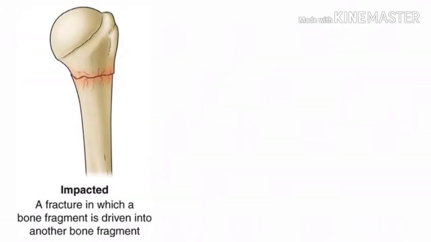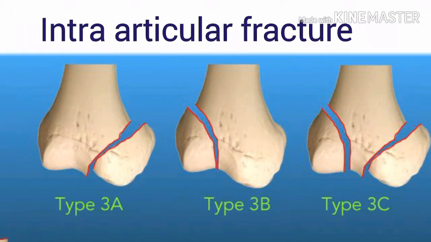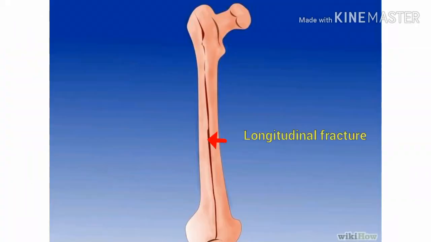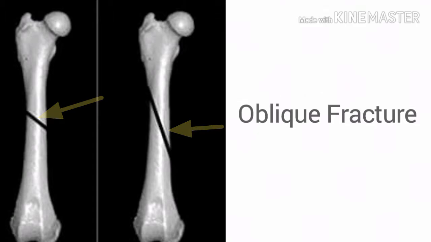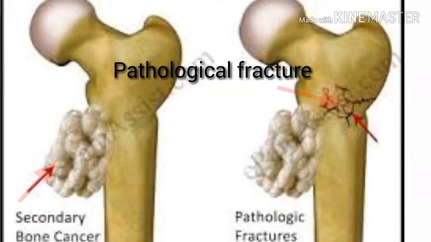Impacted fracture, when the bone is fractured, one fragment of bone goes into another. Intra-articular fracture, where the break extends into the surface of a joint. Longitudinal fracture, the break is along the length of the bone. Oblique fracture, a fracture that is diagonal to a bone's long axis.